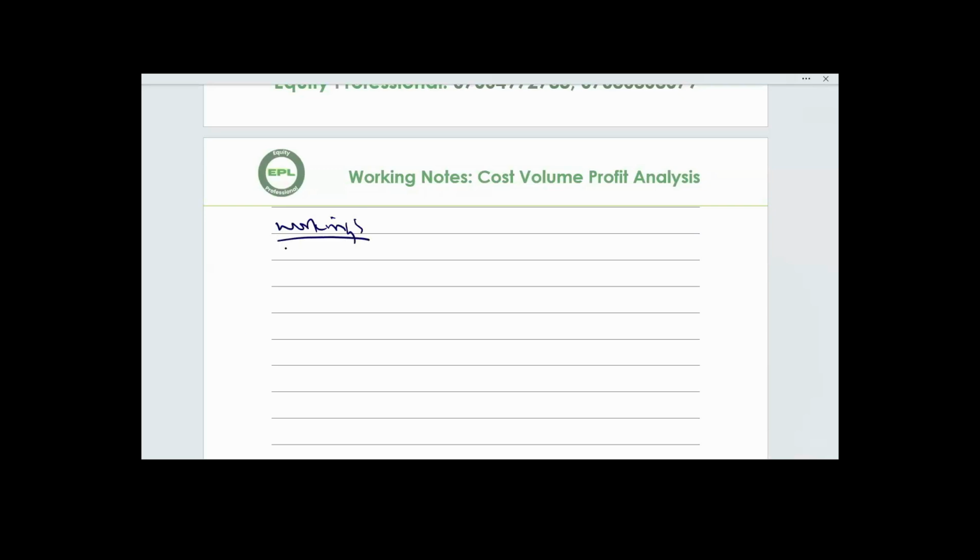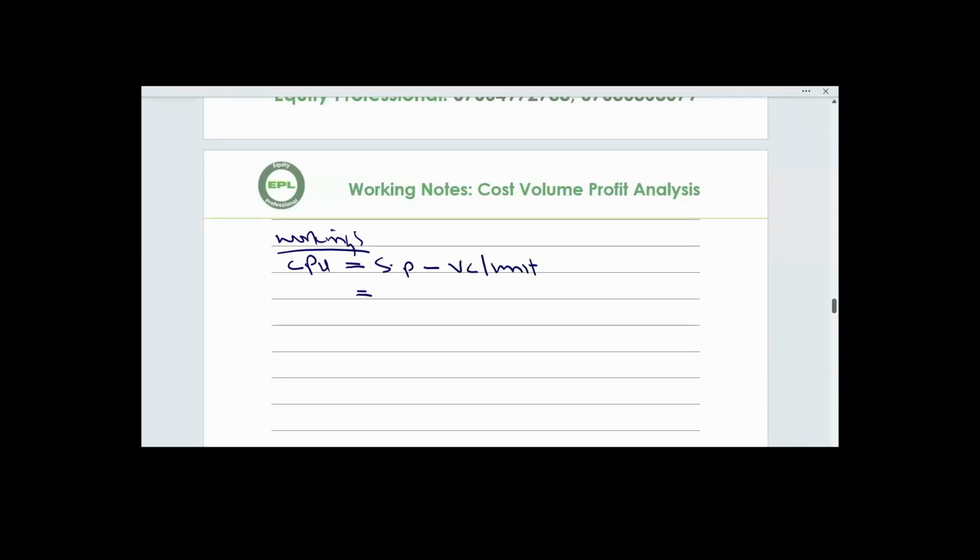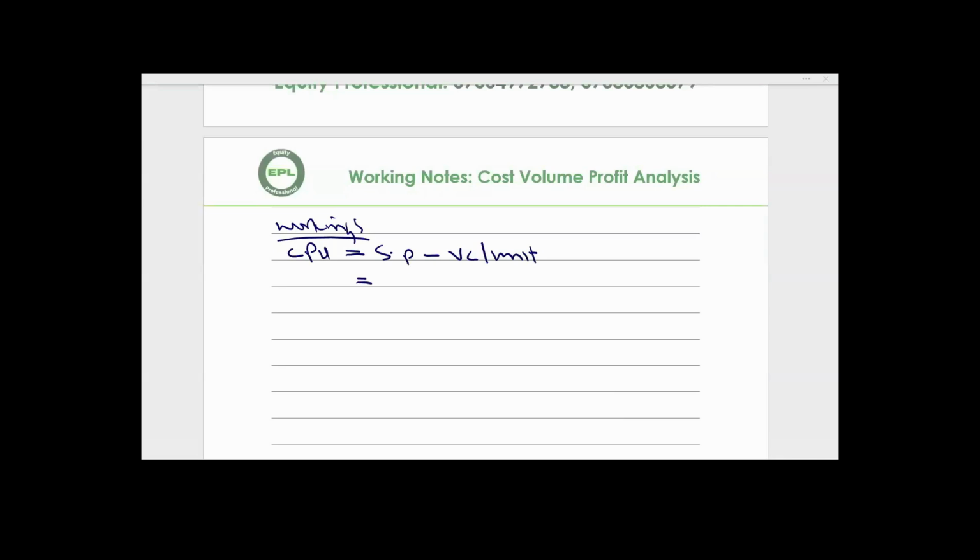So we want to calculate contribution per unit. Contribution per unit is selling price minus variable cost per unit. So according to the question, selling price given to us is 20 naira, variable cost is 15 naira. Selling price is 20, variable cost is 15. Therefore, contribution per unit is 5 naira.